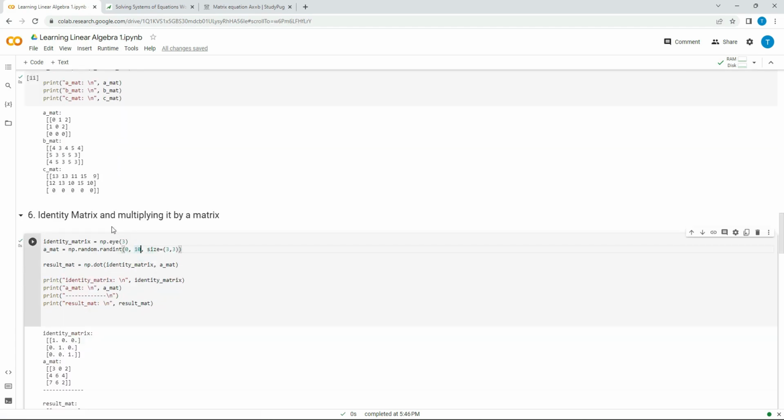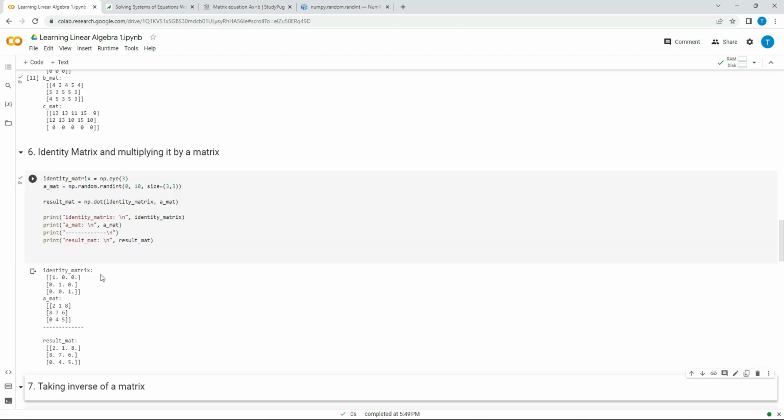Let's go to number 6, identity matrices, and multiplying a matrix by the identity matrix. Here np.eye will give me a matrix of dimensions 3 by 3, with 1 across the diagonal. This is what the identity matrix looks like. If it was a 2 by 2, it would just be 1, 0, 0, 1. You can make a 4 by 4, 5 by 5, 100 by 100, whatever you want. And here's a random matrix we're generating, with numbers between 0 and 9, 3 by 3, and that's matrix A mat.